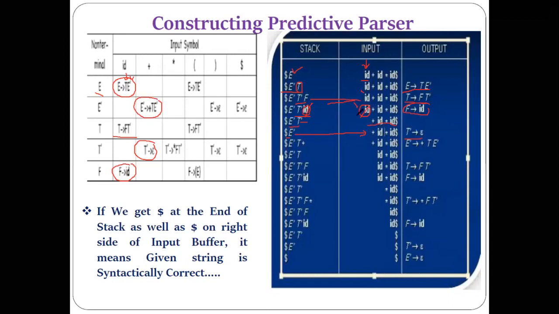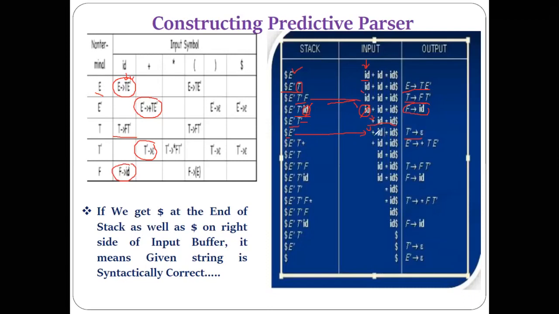Once these things get cancelled, our first input symbol gets matched with the top of the stack, then our input pointer will proceed to the next input symbol. Our look ahead pointer will proceed to the next input symbol, and it will focus on the plus only, one input symbol at a time. That is the reason this parser is also called an LL1 parser.